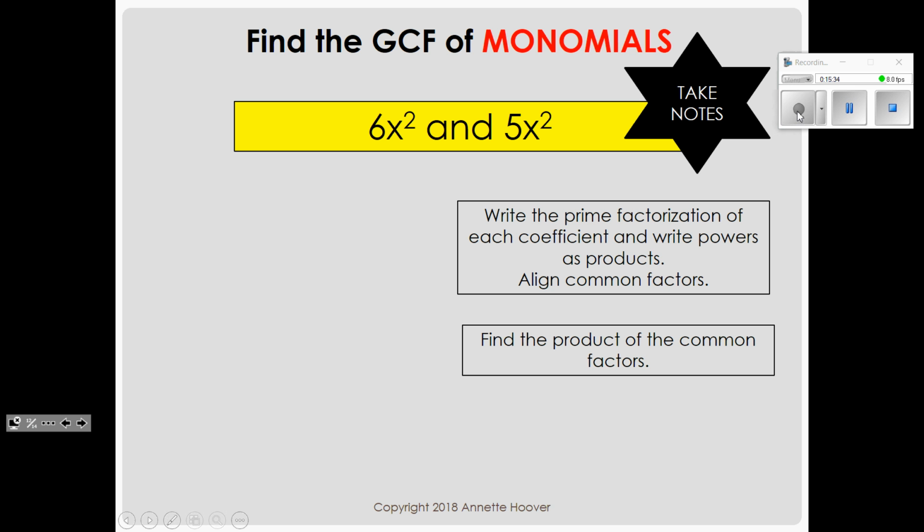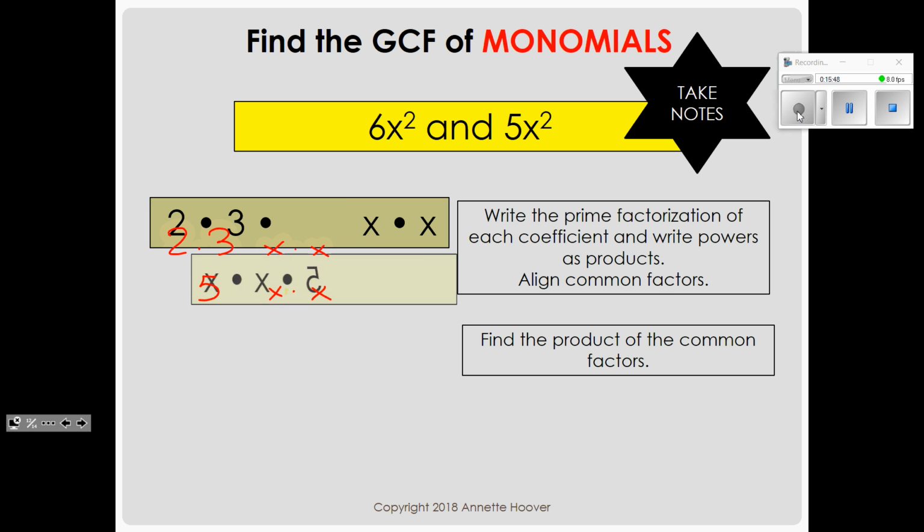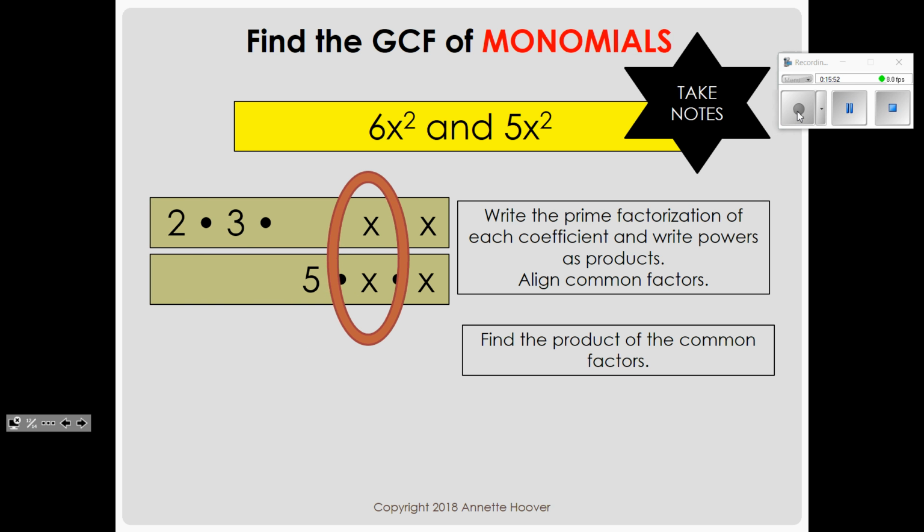For 6 and 5, 6 we have 2 times 3, and for 5 we have 5. They do not share any common factors other than 1. And then they both have x squared. They share the x squared, so the greatest common factor would simply be x squared.